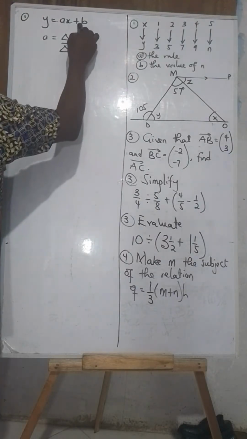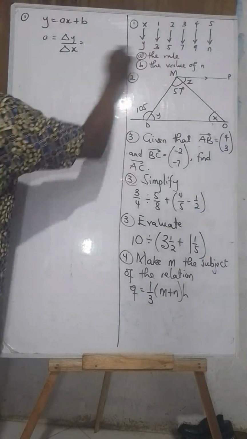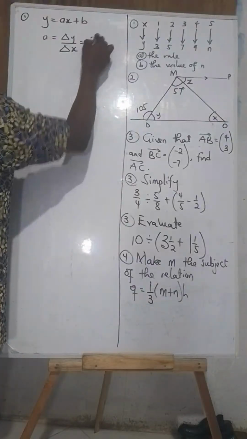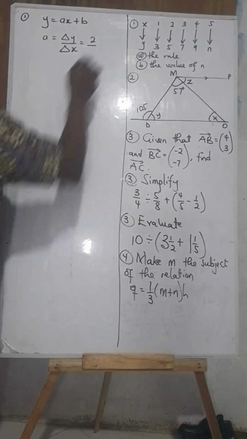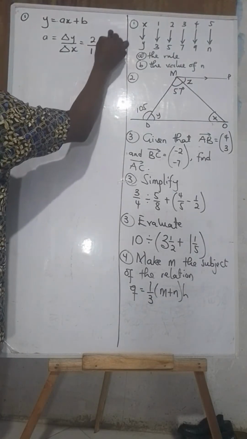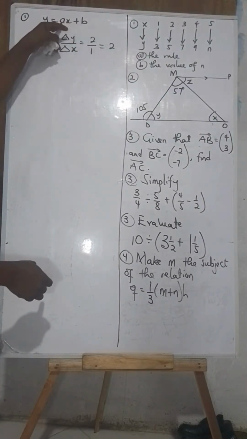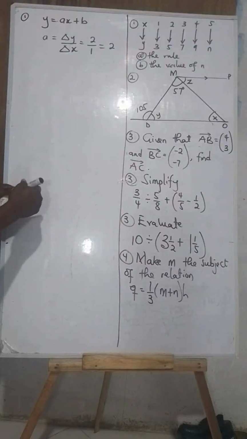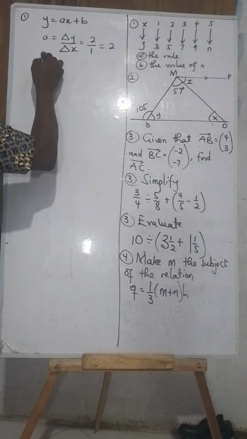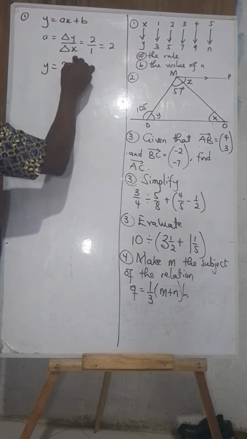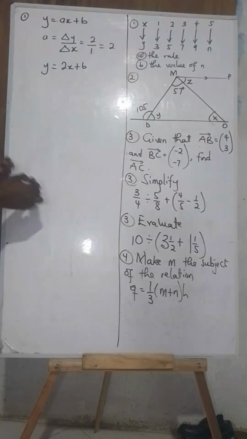So here the difference in y is what? 2. Then the difference in x is what? 1. Right, so this will give us 2. So you need to replace the a with 2. So that will be y equals 2x plus b.